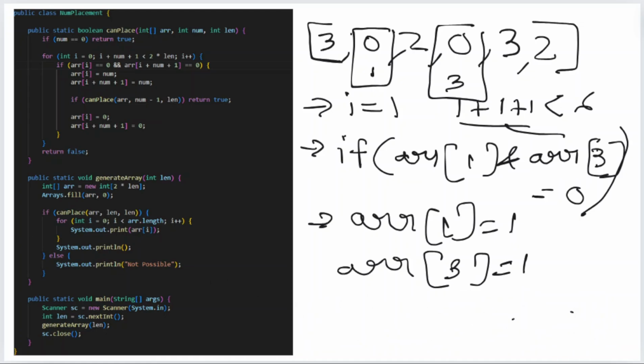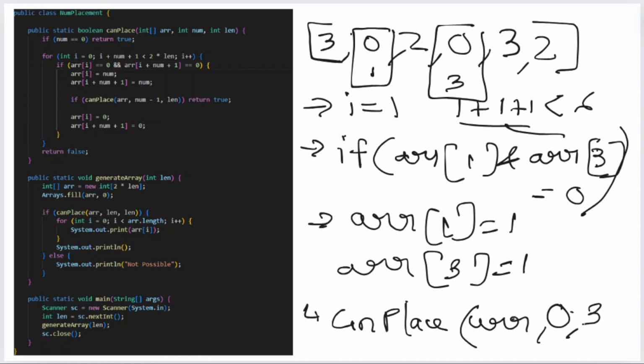If you see, after successfully placing 1, it will try to call the can place function with the array, and this time num minus 1 is basically 0. So when it is called with num equal to 0, it will return true. So here it returns true to the calling function, which was the function when num was 2.